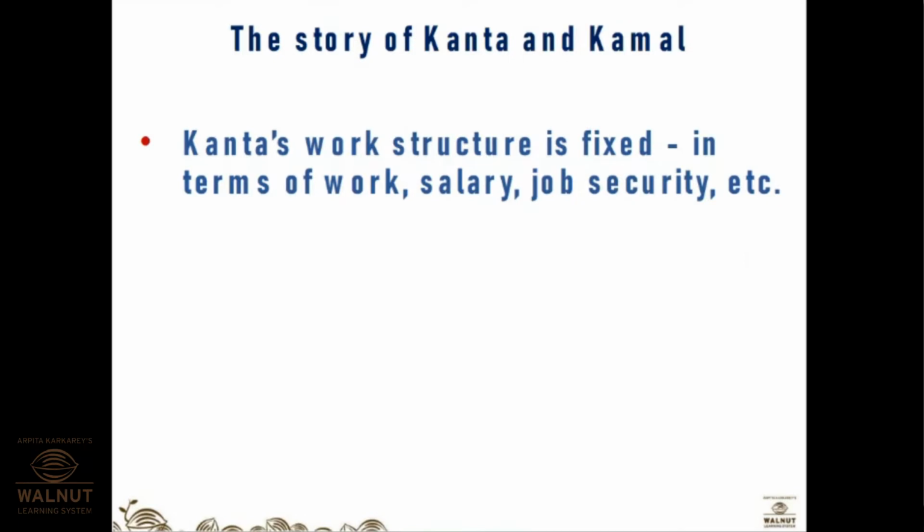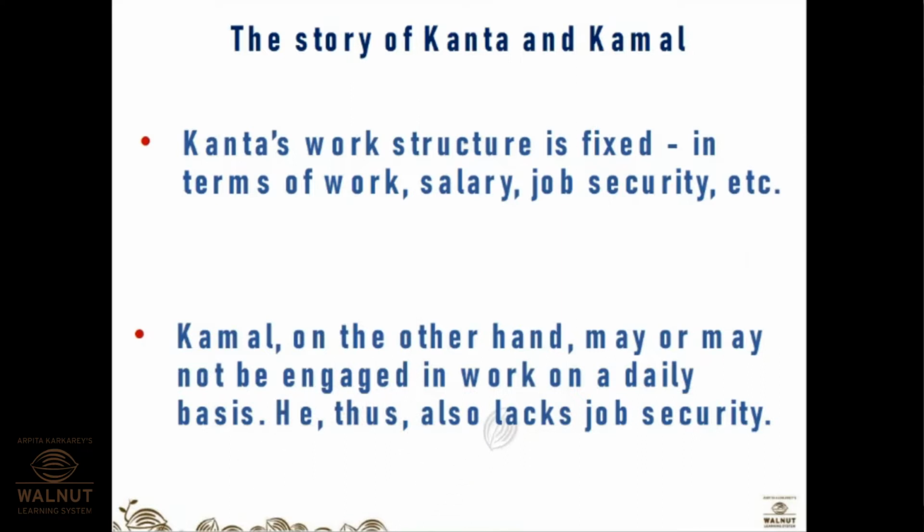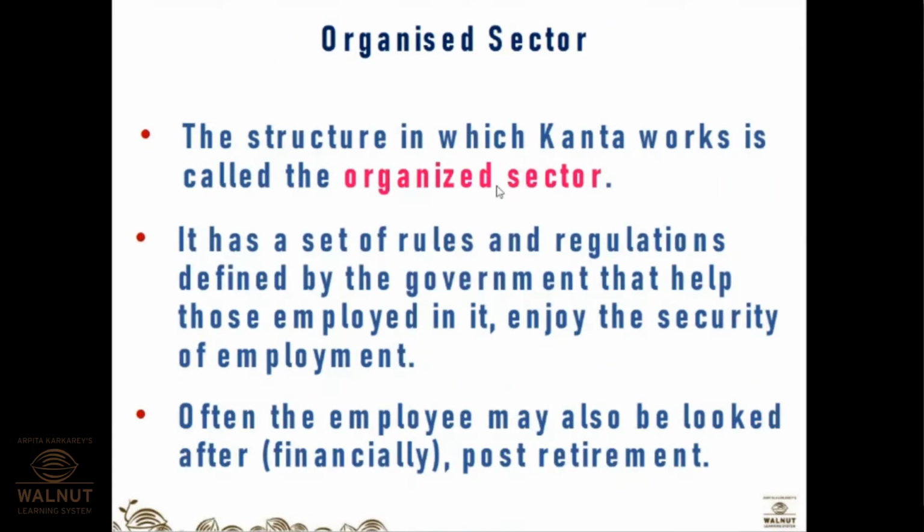Kanta's work structure is fixed in terms of work, salary, job security, etc. Whereas Kamal, on the other hand, may or may not be engaged in a work on a daily basis. He thus also lacks job security. So organized sector. The structure in which Kanta works is called the organized sector. It has a set of rules and regulations defined by the government that help those employed in it enjoy the security of employment. Often the employee may also be looked after financially post retirement.